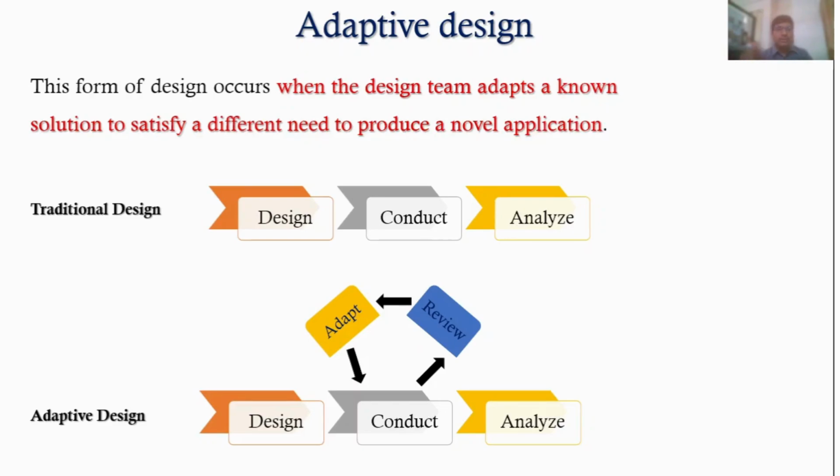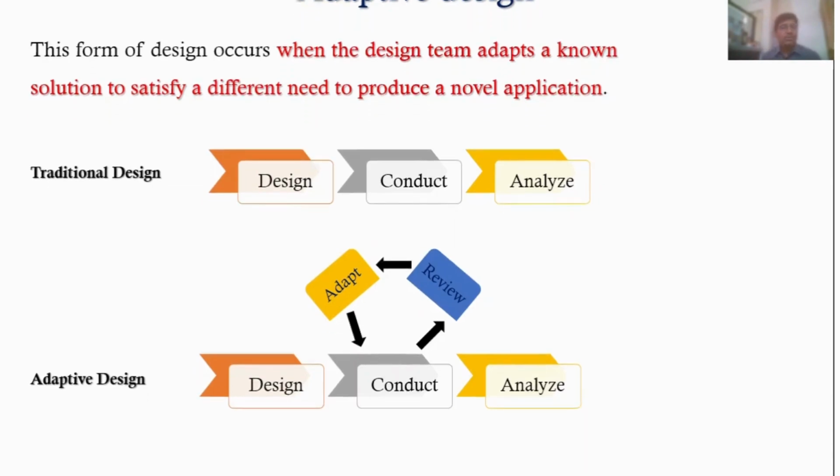Like your mother is using a simple cloth which you are not using for another application. She is using the same cloth for mopping purposes as well, right? That is a perfect example of adaptive design.